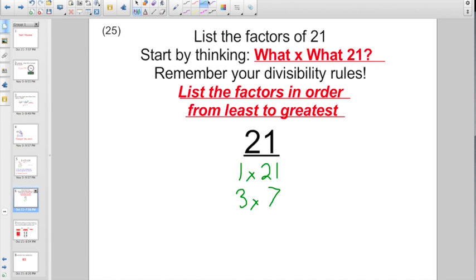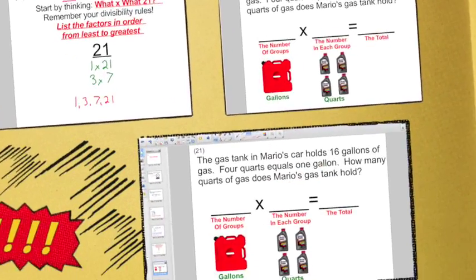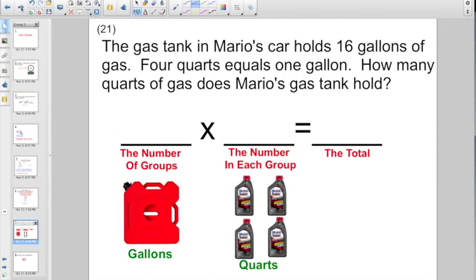Those are your factors, but now in order to list them, we need to move into least to greatest mode. So I have 1, 3, 7, and 21 for my final answer for my factors. Not too tough yet. Don't fall asleep on me, and for sure, do not hit fast forward.